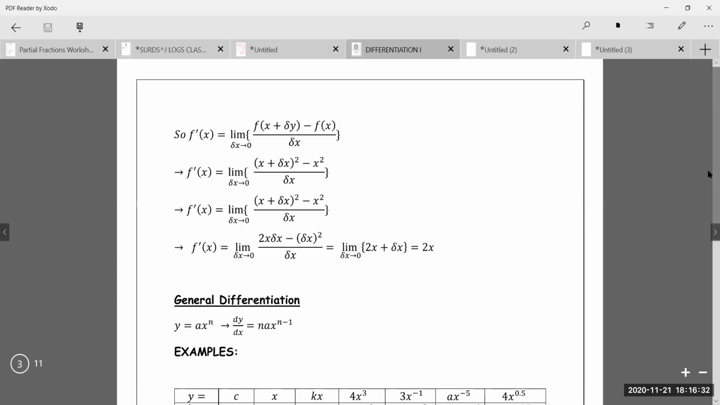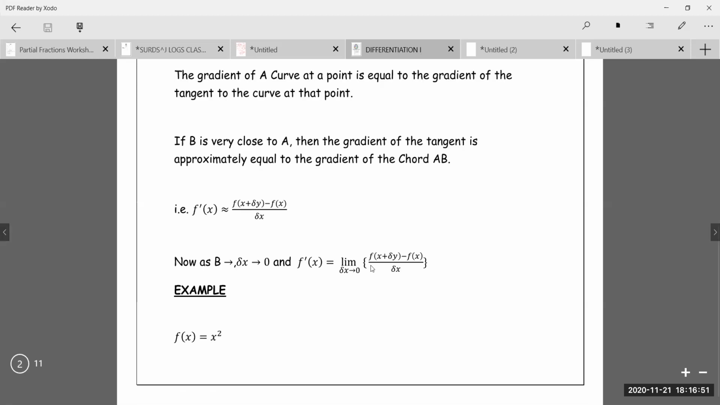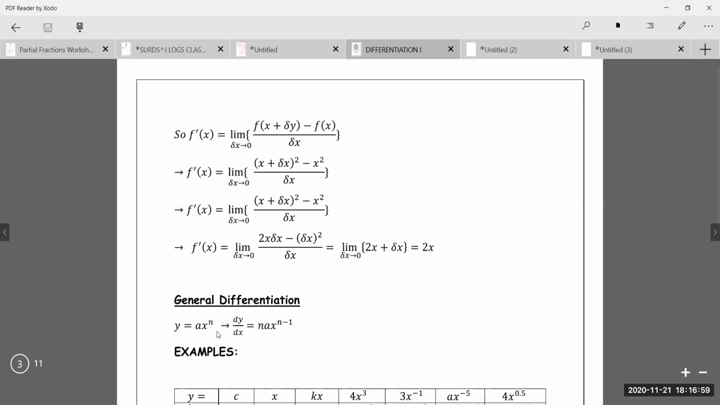So now what we need to look at is a general rule. Ignore all of this with the limit and delta. This is the proof. You don't need to know the proof, but I like to put it in just in case somebody wants to know how they derived the formula. So this is just a proof that the differential of y equals x squared is 2x. So I was proving the formula before we get to it.